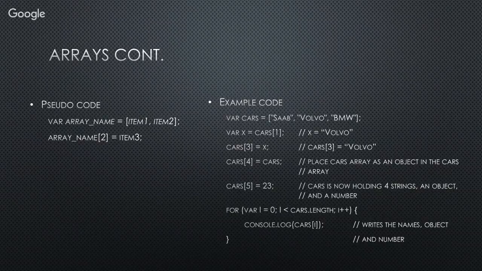And then here you can see the for loop on how to loop through cars and get all the stuff in a console log. All right, and that's it. Are there any questions on that? So that's a lot. Arrays are crazy, and they're even crazier in JavaScript.